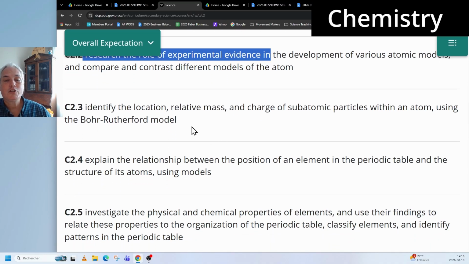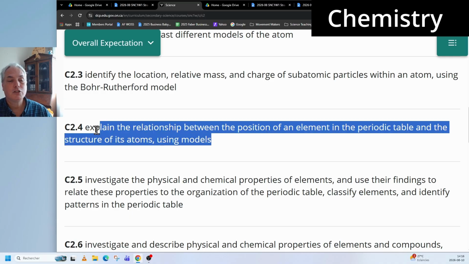Next one, identify the location, relative mass, and charge of subatomic particles within an atom using the Bohr-Rutherford model. So this one here, my students, I always give them a large 11 by 17 page where I have traced the frame of the periodic table, and they have to draw the Bohr-Rutherford diagrams of the first 20 elements. Gives them a chance to see how to build them, first of all, but it allows us to understand the trends, the patterns, and it's helping quite a bit. They always like to do that.